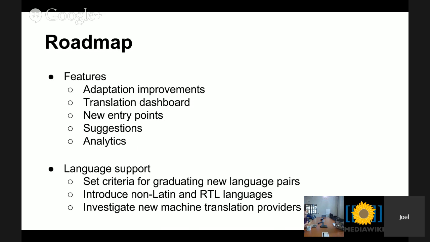Ultimately, we want to introduce both non-Latin and right-to-left languages, which are a little trickier to handle in terms of things like segmentation and machine translation. And we're also investigating new machine translation providers because the translation service we're using now, Apertium, is very good for certain languages, but there are other languages it's not so good at, and there are machine translation engines out there that would do a better job on those languages.